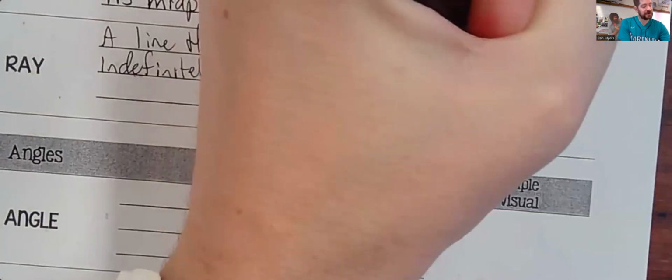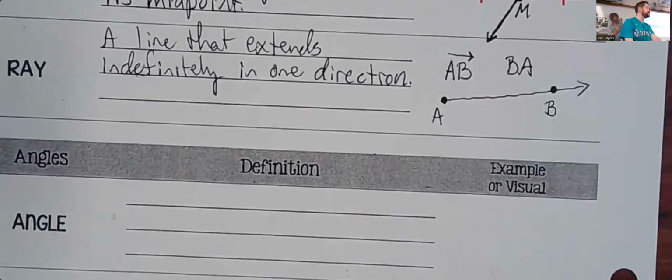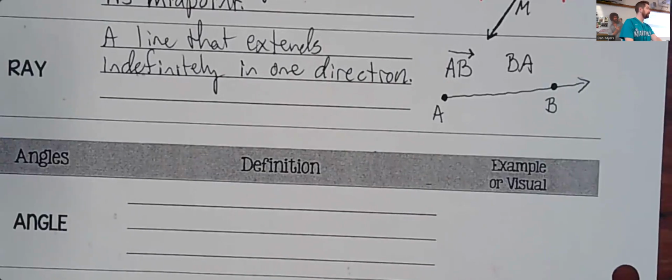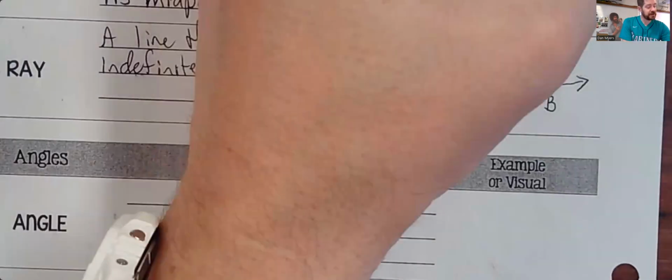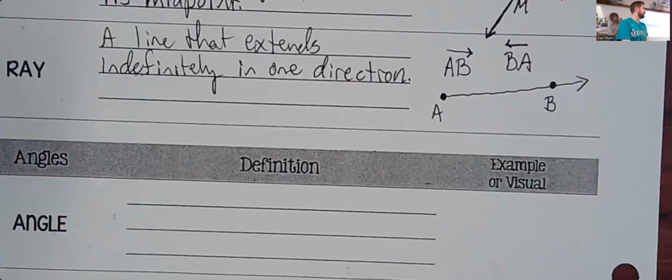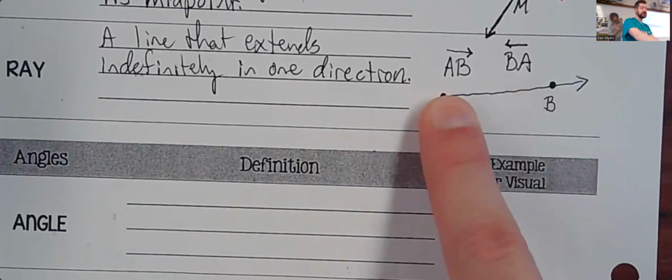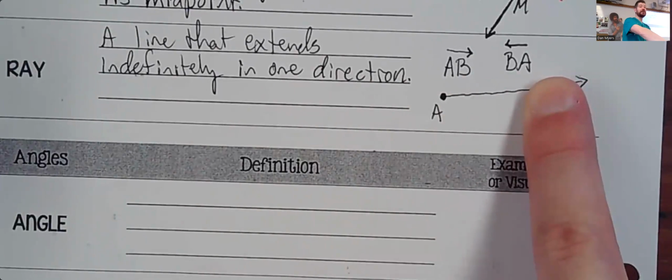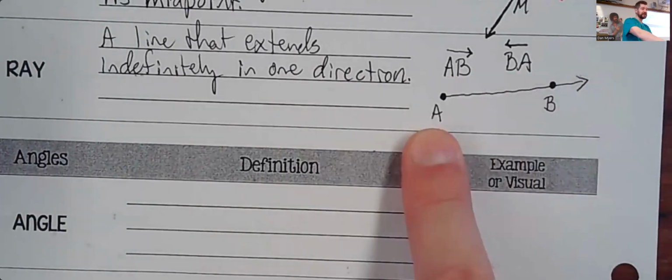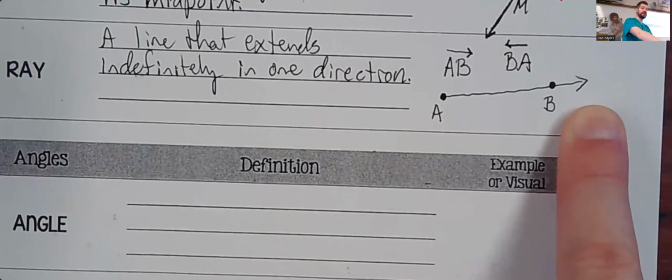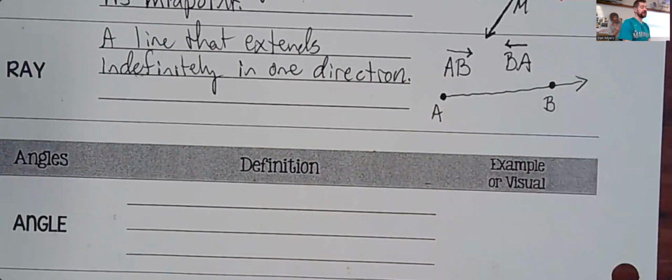and say BA, but if you flip the letters around, what do you think you have to do with the symbol? Flip the symbol around, right? So if we start at A, it would still go through B. Those two things are saying the same thing. This is ray AB, this is still ray AB. When you name a ray, you always start with the endpoint, and it goes through the other point in terms of the arrow, directional. So that is an important part of naming rays.